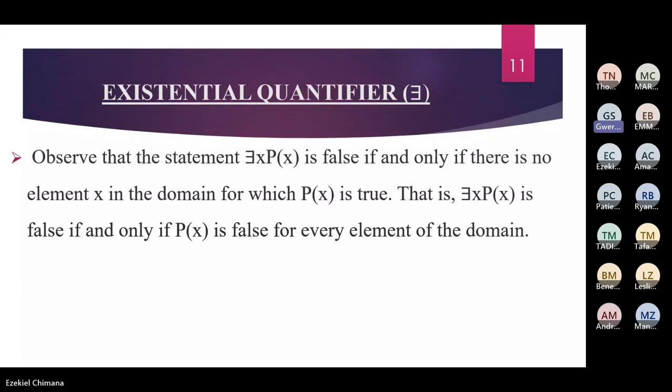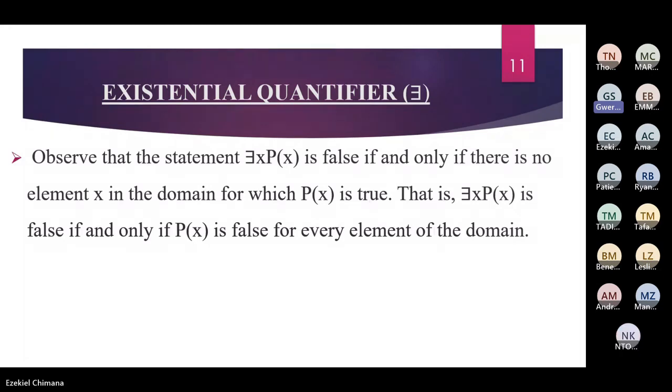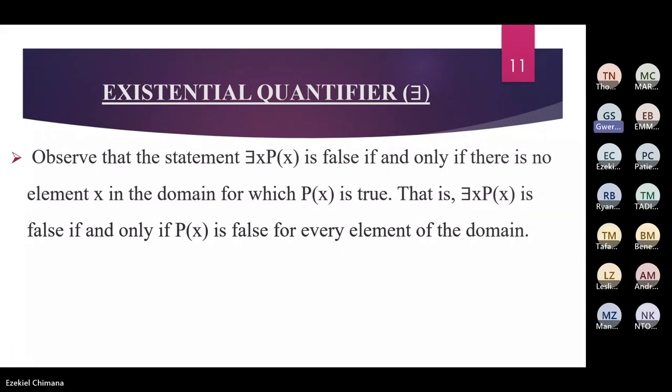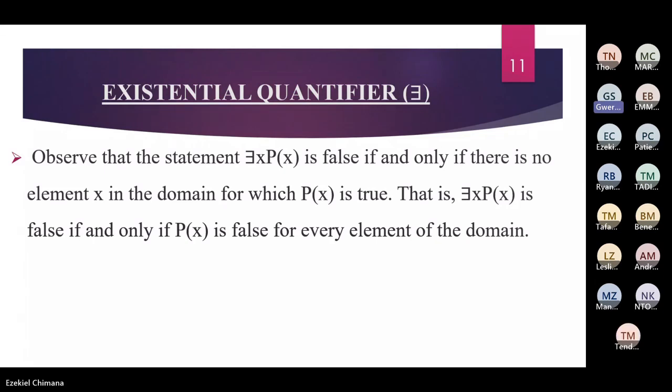Okay, so we said we have two quantifiers when we are dealing with predicate logic. The second quantifier that we have is the existential quantifier, denoted by that backward E over there. So observe that the statement there exists x, P of x is false if and only if there is no element x in the domain for which P of x is true, that is, there exists x, P of x is false if and only if P of x is false for every element of the domain.